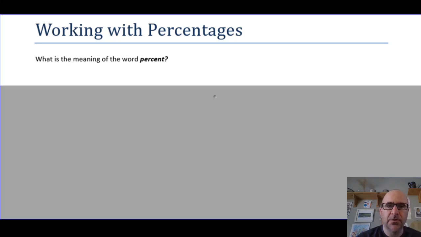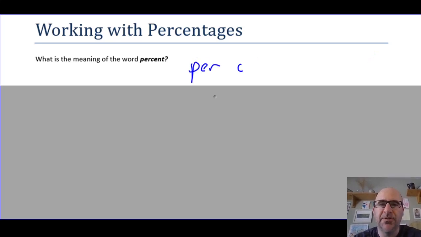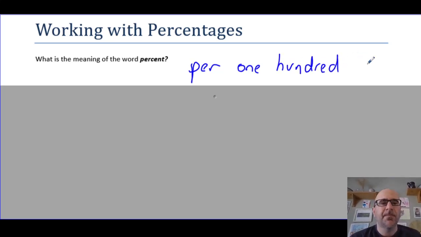So in this lesson, we're going to review percentages and how to work with them, which is one of the things that I wanted to do at the beginning of this course. The first thing that we'll talk about is the meaning of the word percent. Well, percent just means per 100. So it's a way of examining a quantity and comparing it to 100.